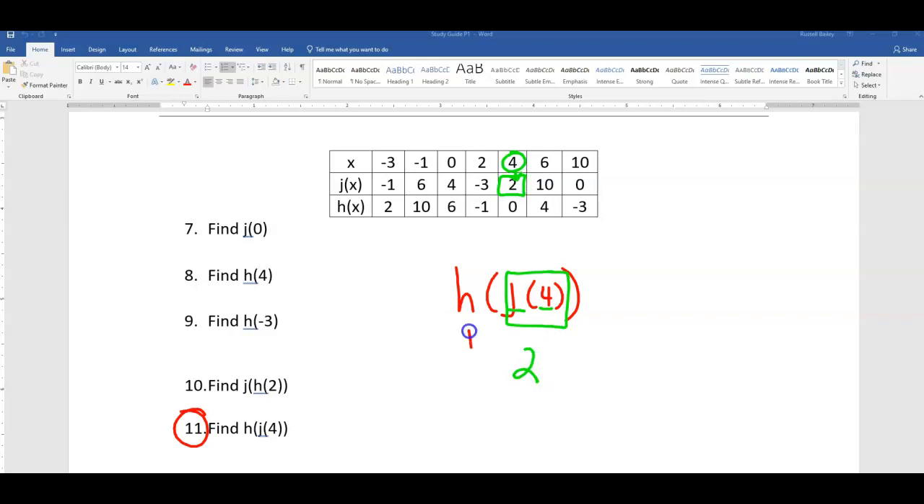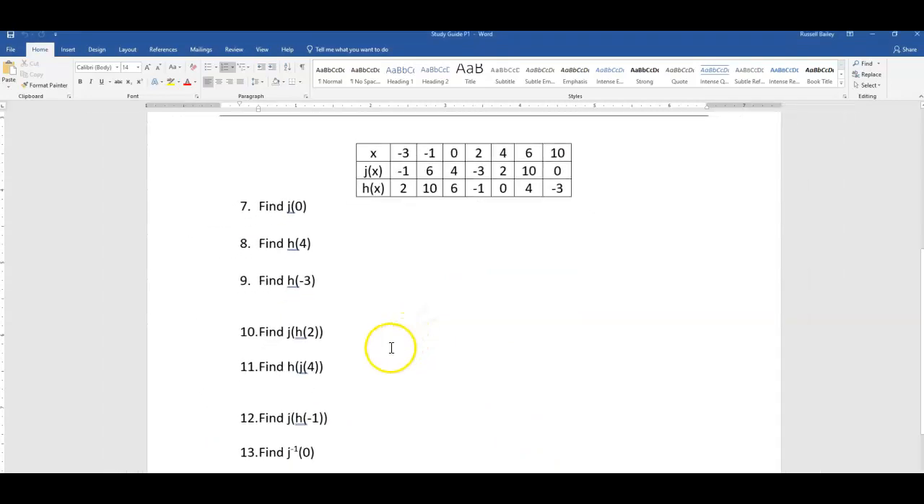So j of 4 equals 2, but there's still this h with the parentheses around that. So now we're going to do h of 2. So I'm going to find where x equals 2 now. And now I'm going to go down to what the h value is. And that would be negative 1. So that final one there would be negative 1. All right. Let's go ahead and move on to the next one.